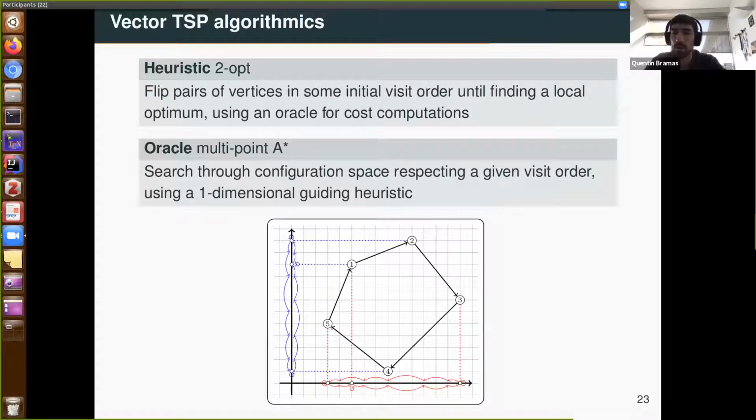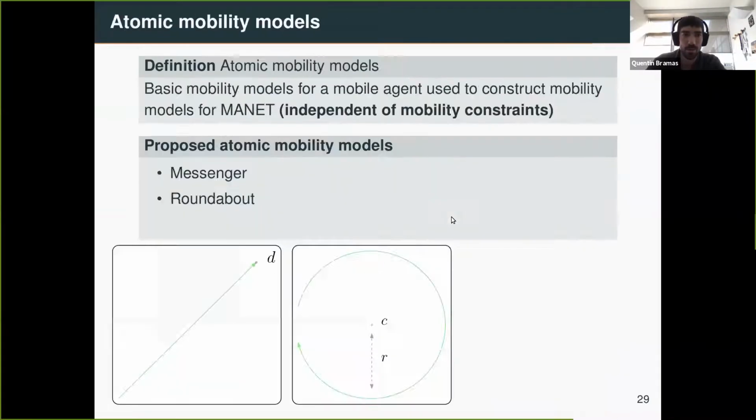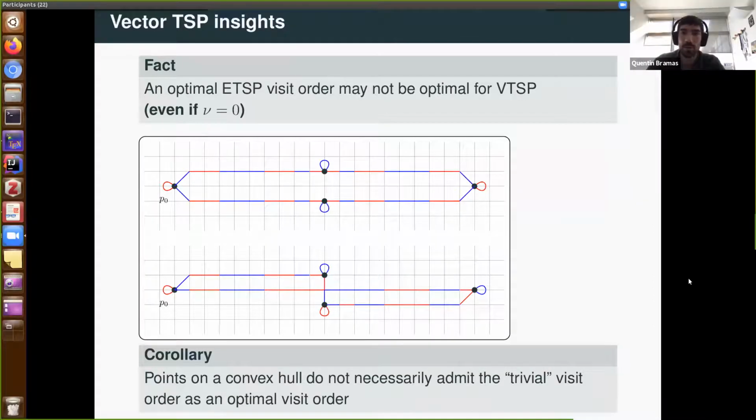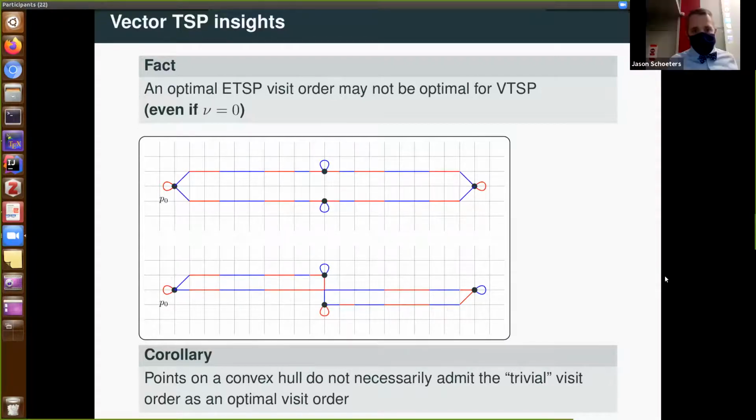Yeah, but when Rolf asked the question earlier, you showed slides saying that even for v equal to 0, you have some property, and I thought it was written something that contradicts what you say. An optimal ETSP order may not be optimal for VTSP. So that means that if you take a route from the optimal ETSP and take the optimal trajectory along this route, okay, it may not be a local minimum, or is it?